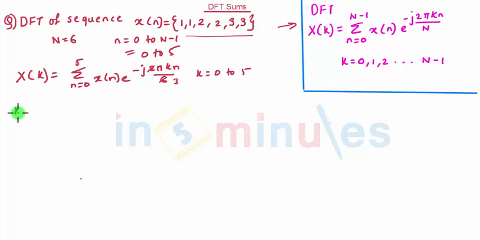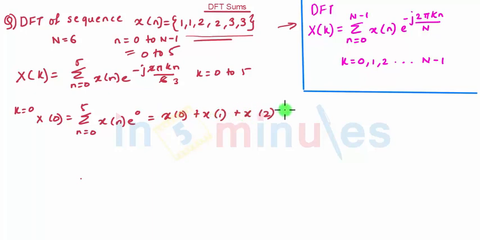When k is equal to 0, X of 0 is equal to summation n is equal to 0 to 5 x of n e raised to 0. So it comes out to be the sum of these terms. So x of 0 plus x of 1 plus x of 2 plus x of 3 plus x of 4 and x of 5. So the total sum comes out to be 12.